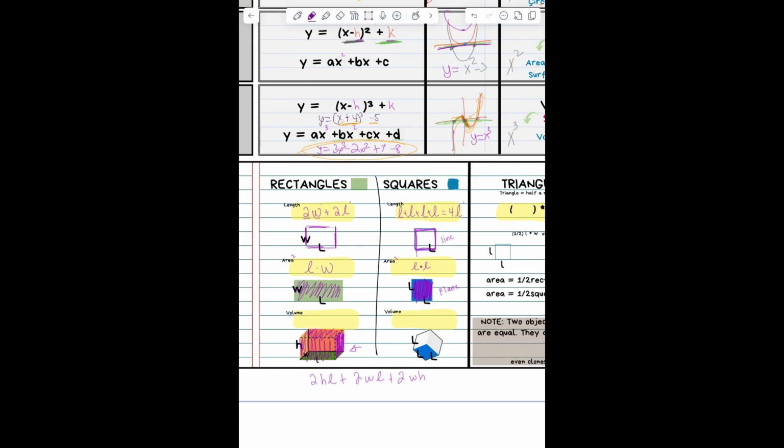Surface area is tedious, but it's not hard. All of these are just rectangles. You're just taking an area, a length times a width, right? So what would the surface area of a cube be?